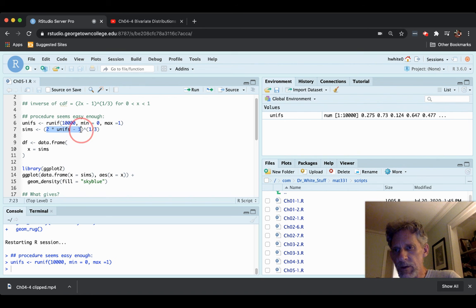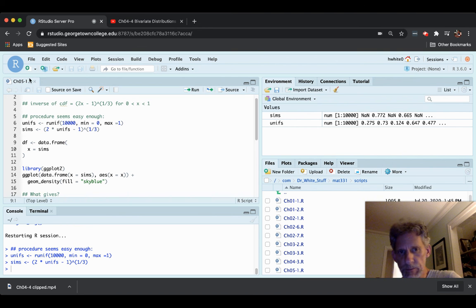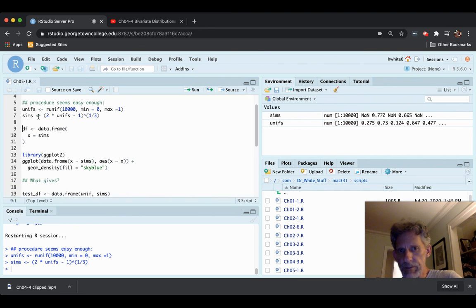So this is kind of cool. R does vector arithmetic kind of like all at once. 2 times unifs would multiply everything in unifs by 2. Subtract 1 would subtract 1 from everything in that. And then raised to the 1/3 is going to cube root every one of those things. So off goes sims. All right.